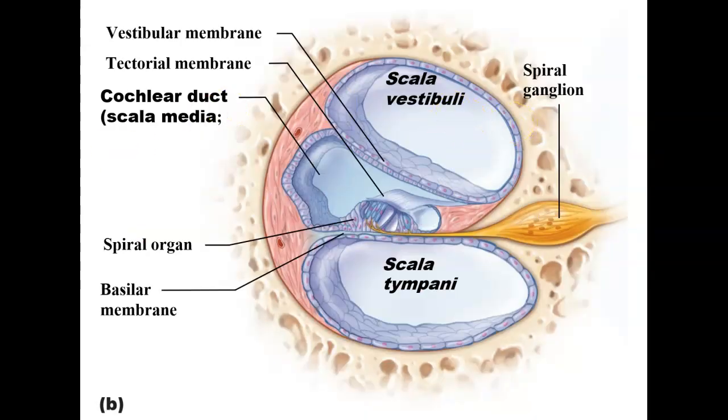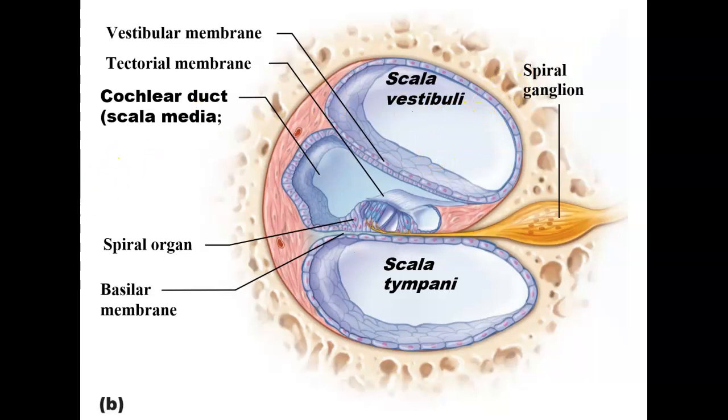So our initial pushing of fluid is going to be created in the scala vestibuli. And that fluid, when it rocks back and forth, pushes on this membrane here called the vestibular membrane. That membrane, when it rocks, causes the fluid in the cochlear duct to rock. And when that fluid in the cochlear duct rocks, it creates movement of the basilar membrane. And that basilar membrane is then going to take the pressure waves and transmit them to the scala tympani.